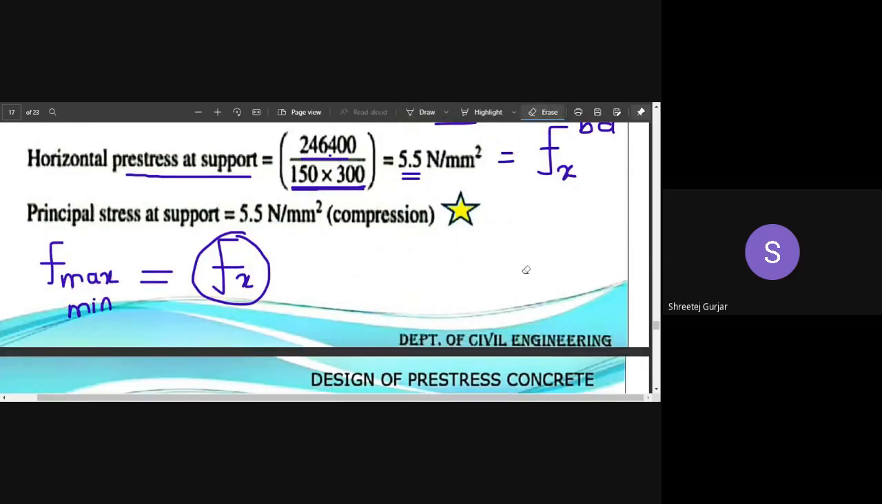Hence they have not calculated it, and have directly written that the principal stress at the support is equal to Fx, that is 5.5 Newton per mm squared. Because it is plus, it is compression. So this is how you can calculate in this particular numerical.